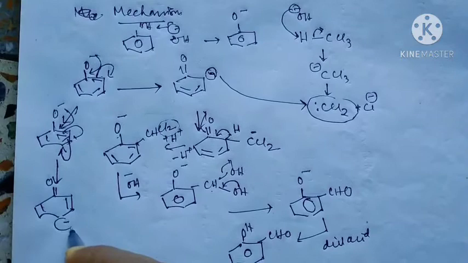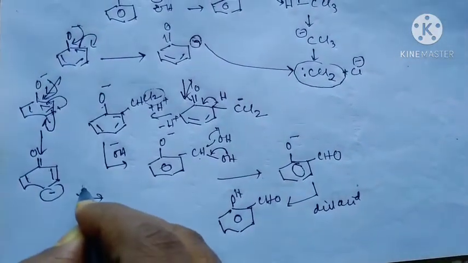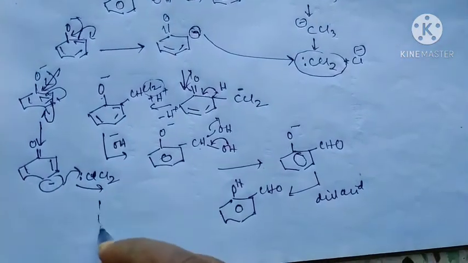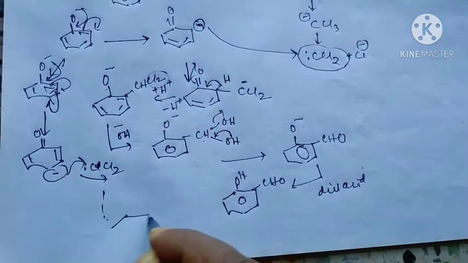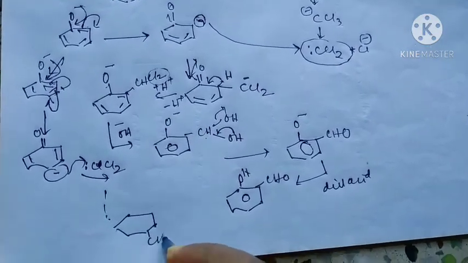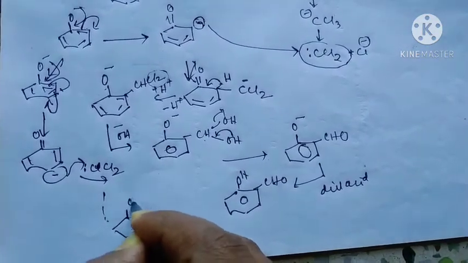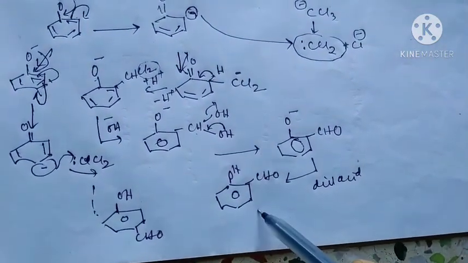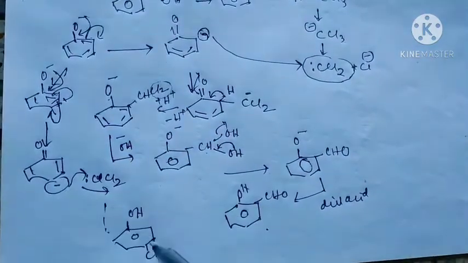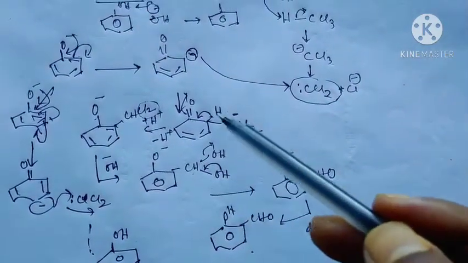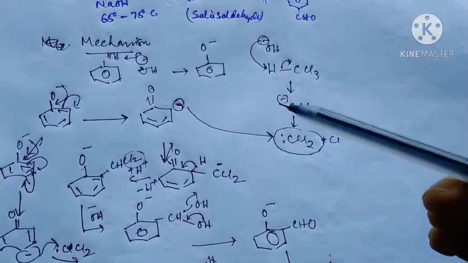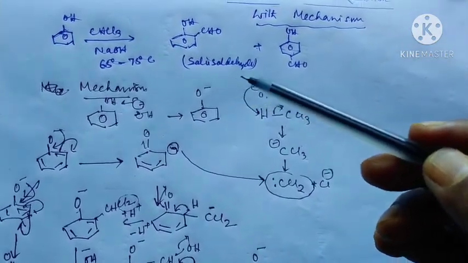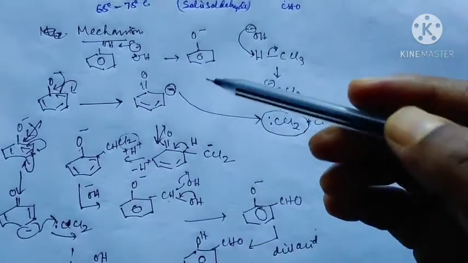Okay, this para position gets minus, and then with CCl2 this para position will attack, then in a similar formation it will form the CHO, that is para-hydroxy benzaldehyde, and this is ortho-hydroxy benzaldehyde. This is the method when the para position is attacked, and this is the method when the ortho position is attacked. So students, this is how salicylaldehyde forms, that is ortho-hydroxy benzaldehyde and para-hydroxy benzaldehyde, and this is the mechanism.